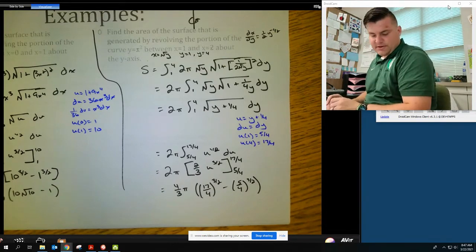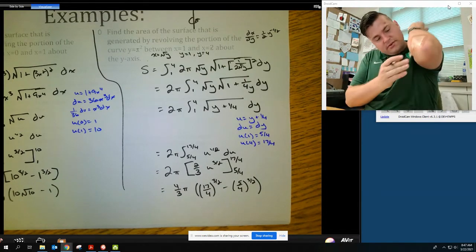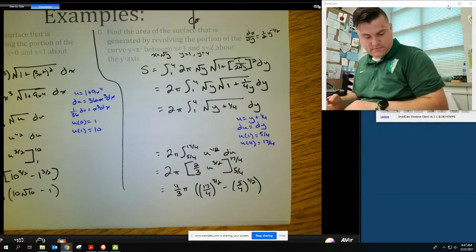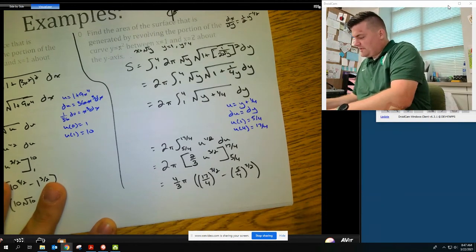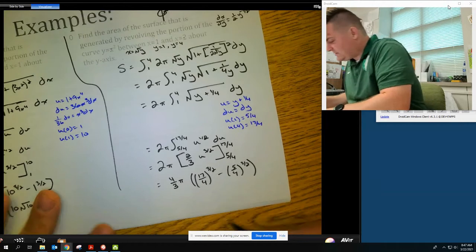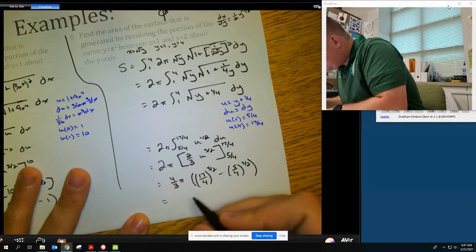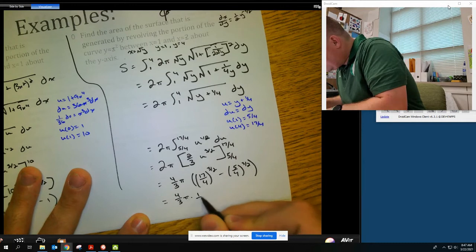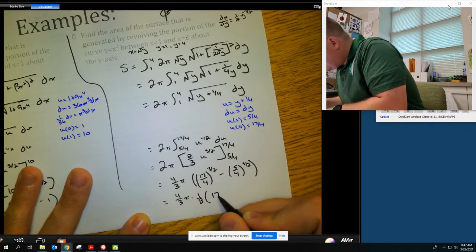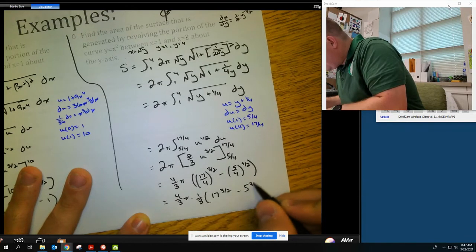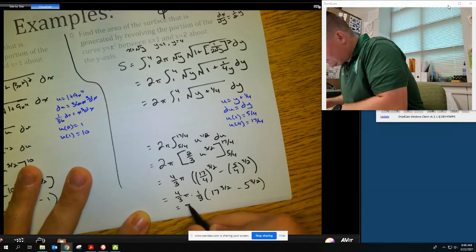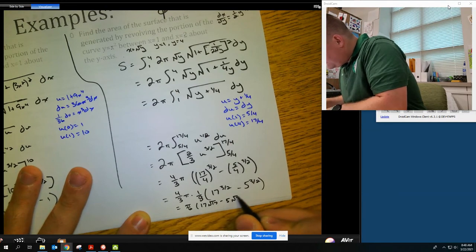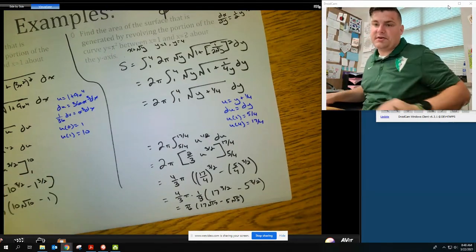That's good right there. I'll clean it up just a little bit. So what we can do here is, 4 to the 3/2, by the way, is going to be, so square root of 4 is 2, cubed is 8. So this is actually an 8. I can pull out an 8. So I'm going to get 4 over 3 pi times 1/8, which is going to give me 17 to the 3/2 minus 5 to the 3/2. Which is going to leave me with pi over 6 times 17 root 17 minus 5 root 5. And there you go. There is your area of your surface of revolution.